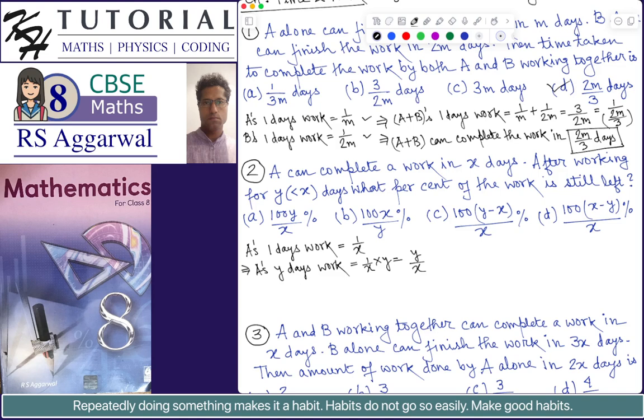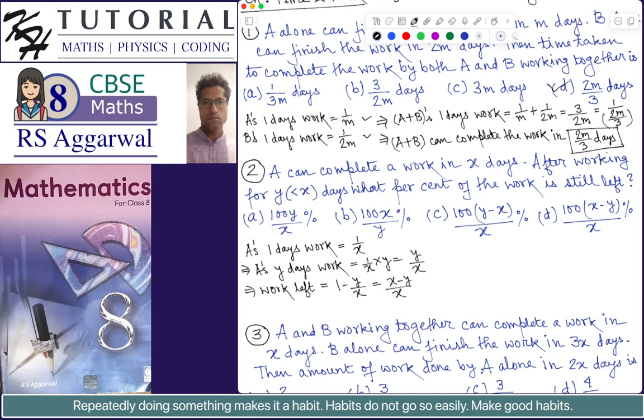Now we have to find what is the work left. This implies work left is the whole work. The complete work is always regarded as 1, and the amount of work that has been done in Y days is Y by X. So the work left is 1 minus Y by X, which is equal to X minus Y by X.